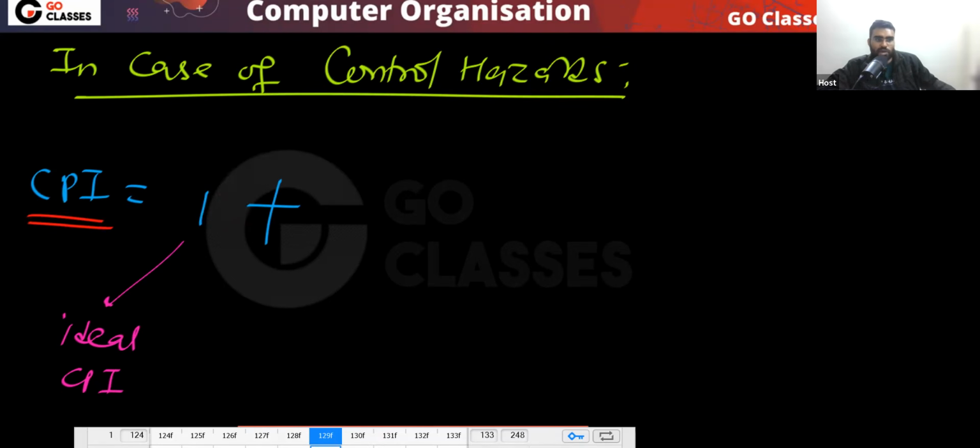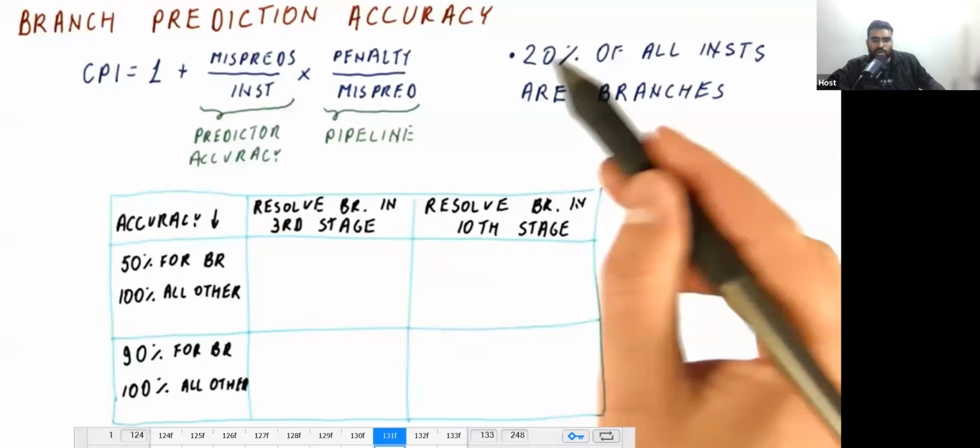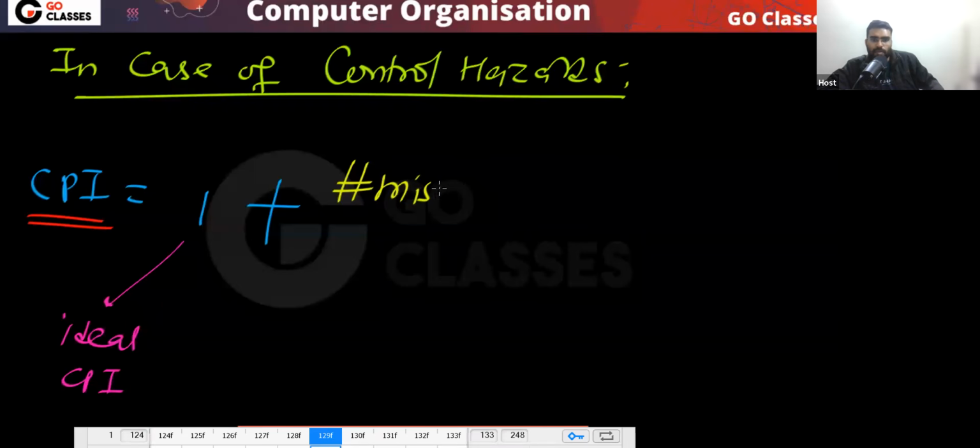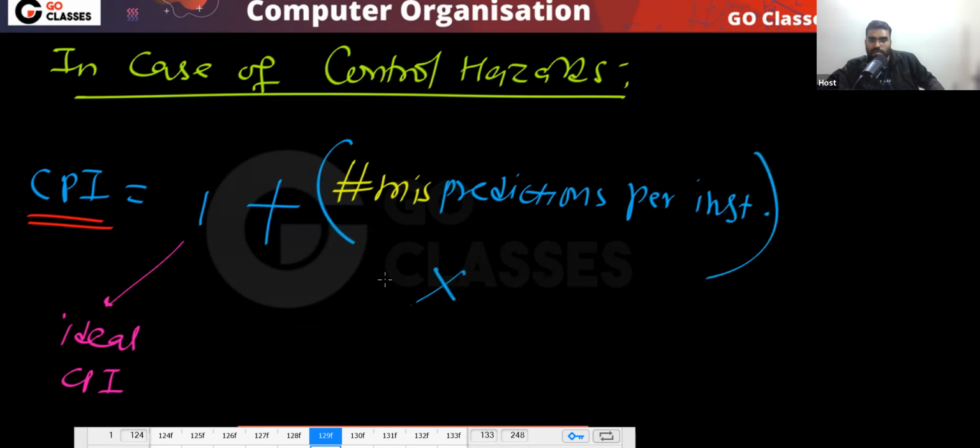How many mispredictions are you doing per instruction? Means how many problems are happening per instruction? What is the number of mispredictions per instruction, multiplied by what? Multiplied by the number of stalls per misprediction.